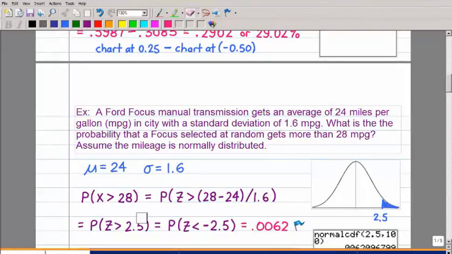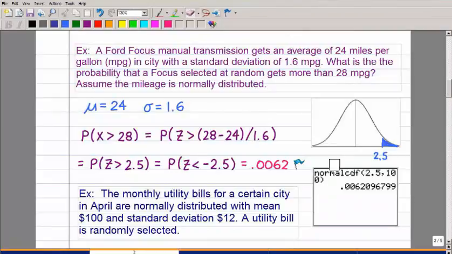So there's your area to the right, 2.5. You can use the 1 minus. I chose to flip the arrow and change the sign. I made it less than because our chart is based on less than. So by making it less than and changing the positive to the negative, I can look up negative 2.5 and then the 0 column on the chart, and I would get 0.0062. And see the normal CDF, 2.5, 100, 0.0062. So that means we have a slightly less than 1% chance that we would pull out a Focus at random that gets more than 28 miles per gallon. That would be kind of a rare instance.